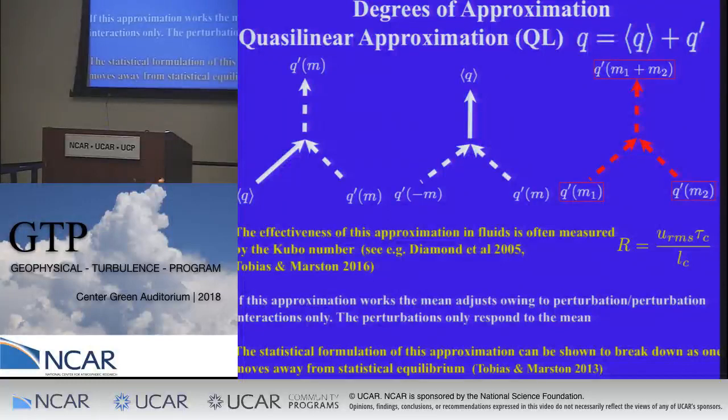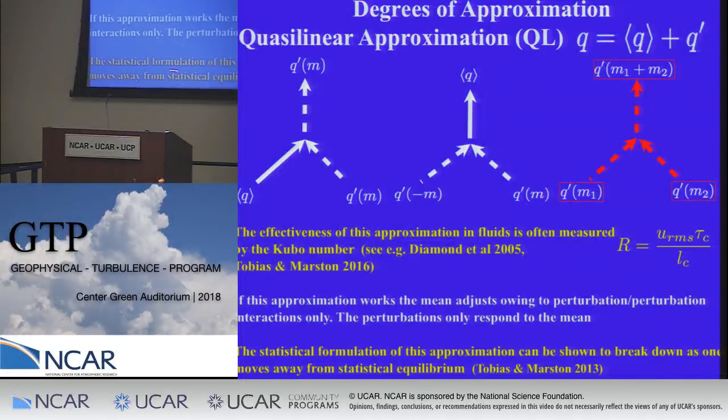So if the Kubo number is small, then you might expect the quasi-linear approximation to do well. Unfortunately, you don't know whether it's going to do well until you've done the calculation. So this is like one of those useless numbers that you only know after you've done the calculation. Okay, so there are some people who shall remain nameless who believe that C2, or stochastic structural stability theory, always seems to work, because they always look at problems where it works and then declare victory.